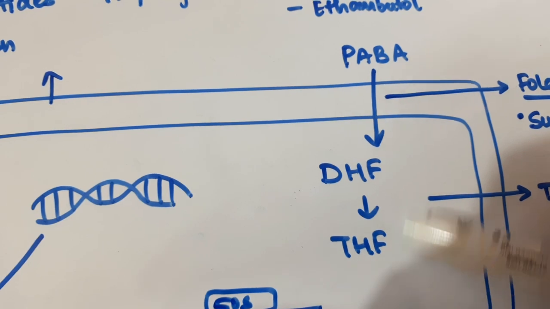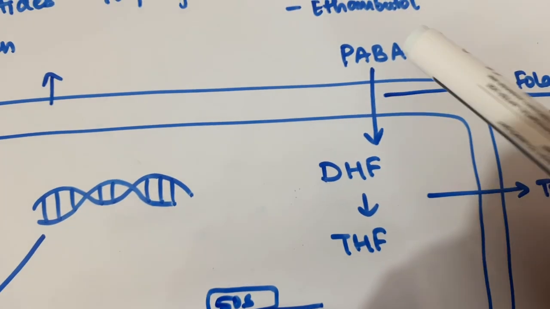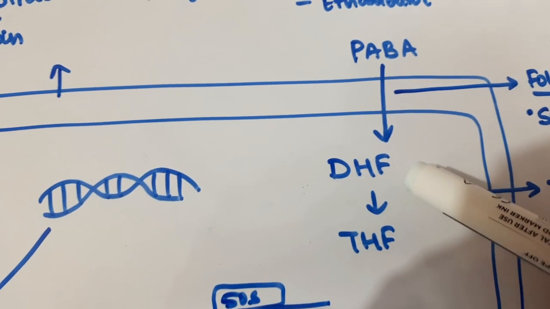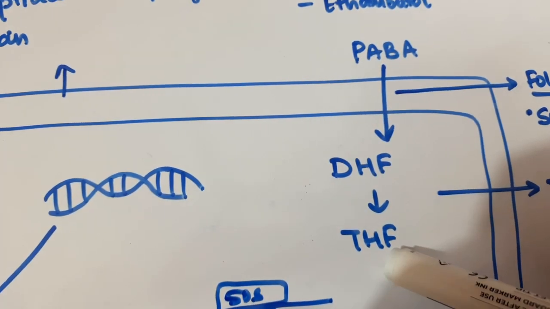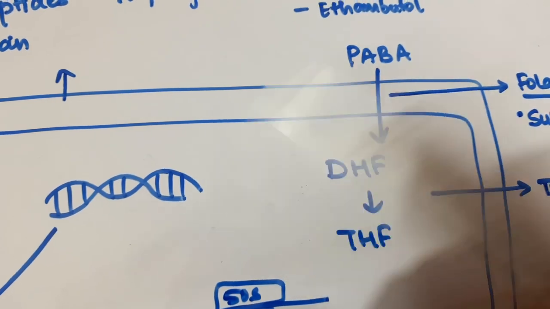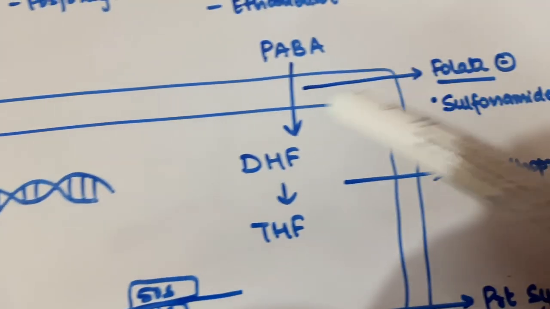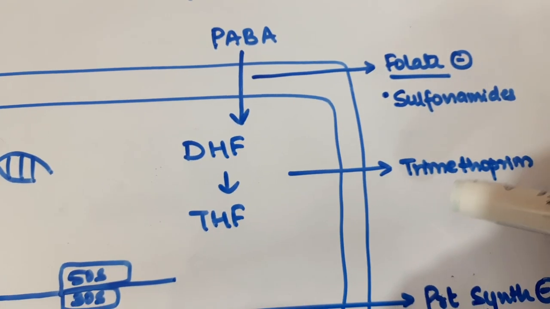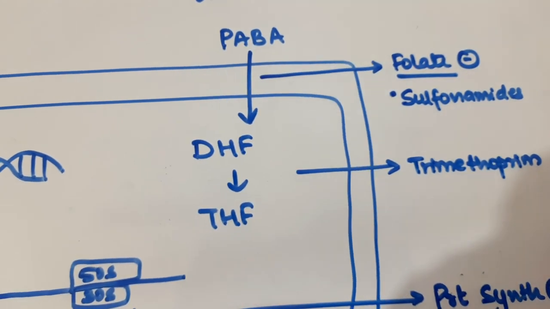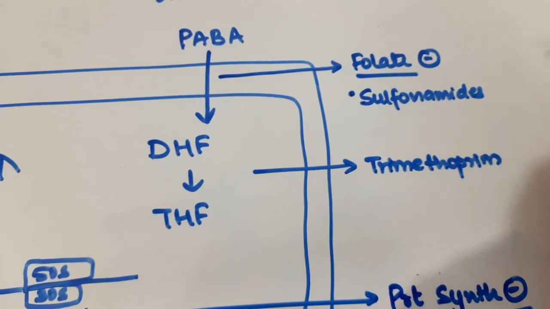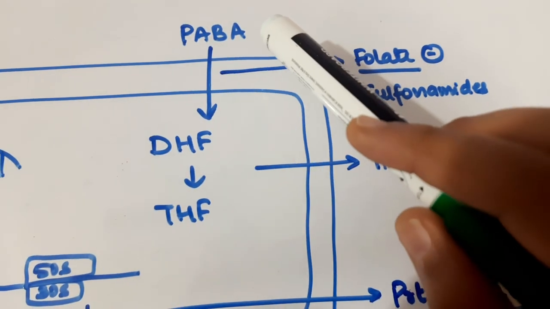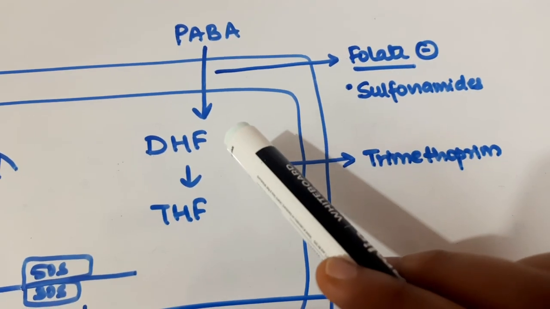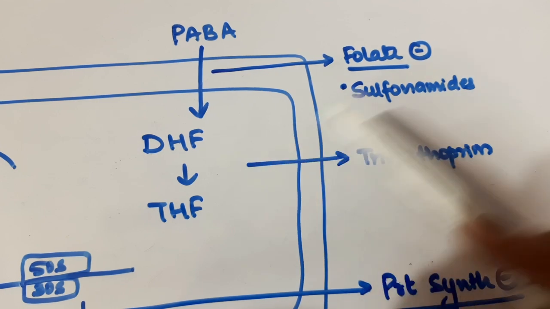If we come to the folate mechanism, PABA enters the bacterial cell and forms dihydrofolate, which forms tetrahydrofolate, and this gets incorporated into the DNA. This mechanism will be inhibited by two drugs, sulfonamides and trimethoprim. Sulfonamides will inhibit the conversion from PABA to DHF, and trimethoprim will inhibit the conversion from DHF to THF.